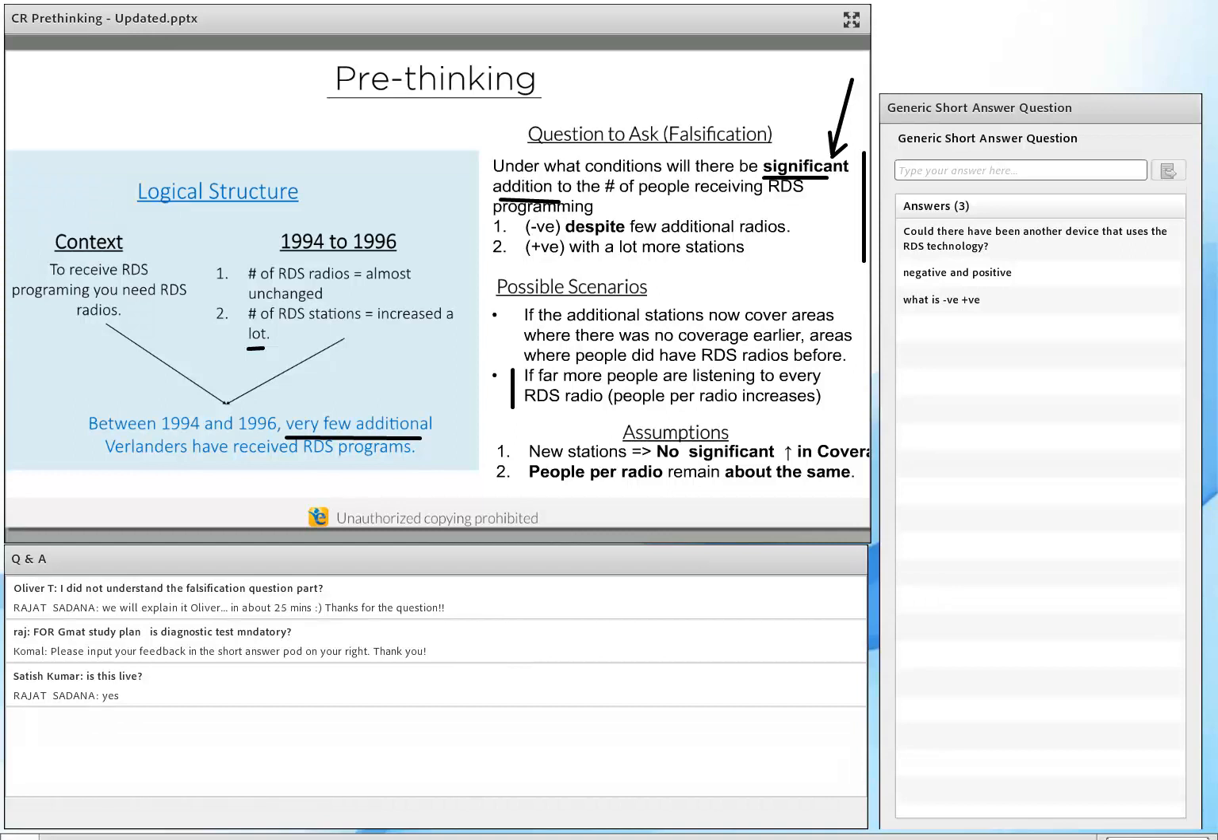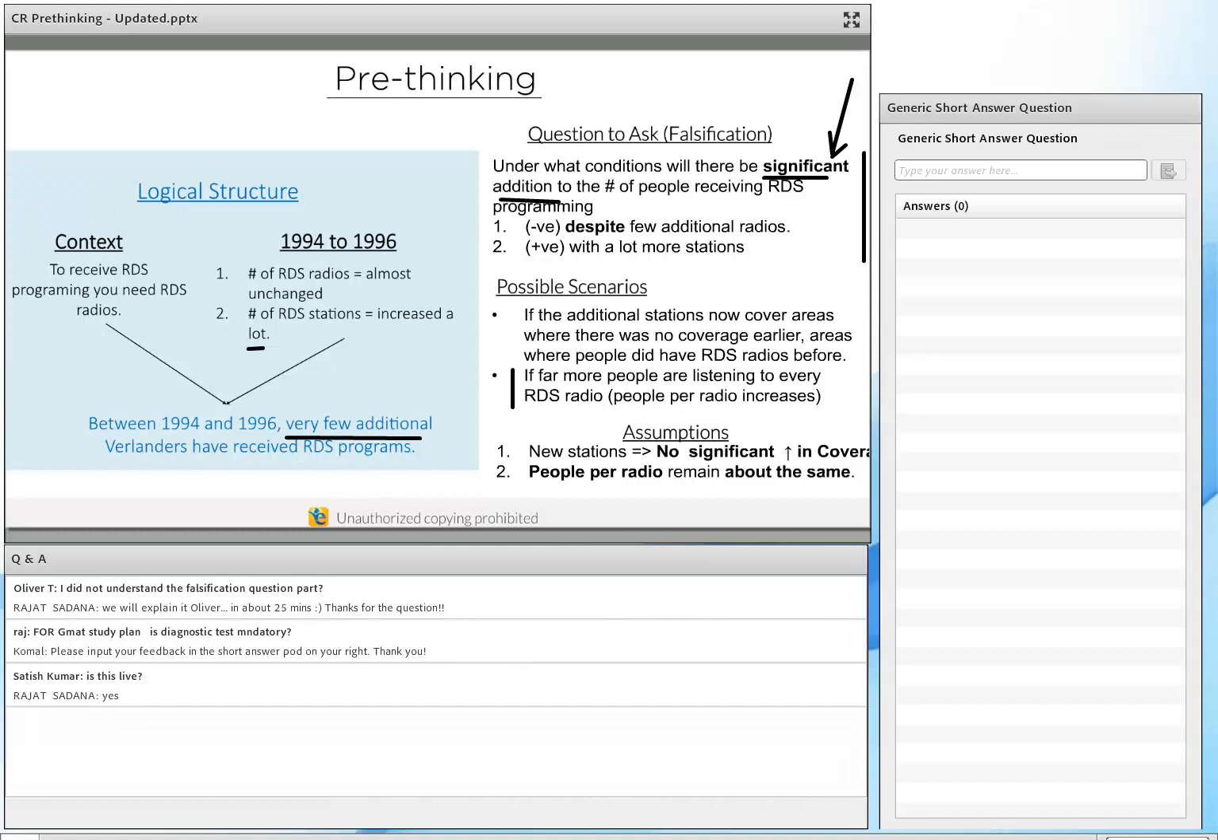Could there be another device that uses RDS technology? No. What kind of RDS are we talking about? Radios, or are we talking about cell phones here? Radios, in the context of this argument, right? So don't think about other devices. Similarly, are we talking about Verlanders or total people? We're talking just about Verlanders. So don't think about people who are outside of Verland. That's the beauty of pre-thinking. It forces you to ask this falsification question in the context of the argument.